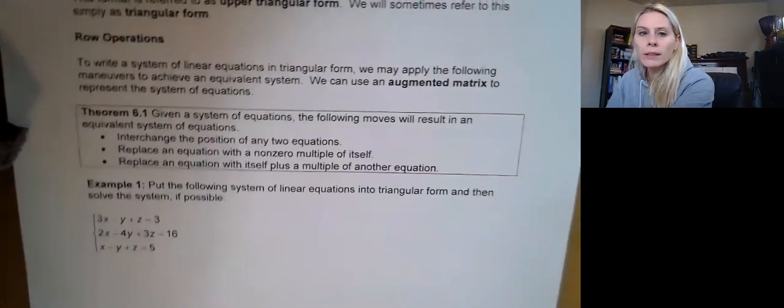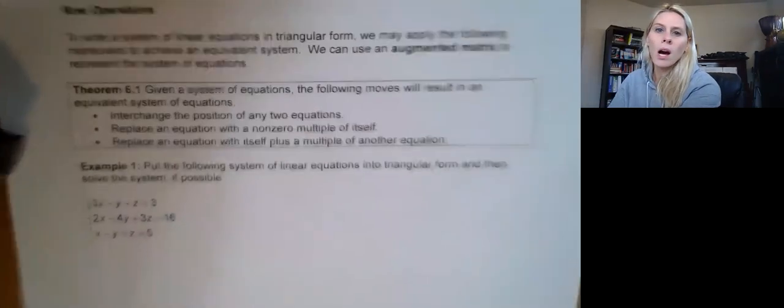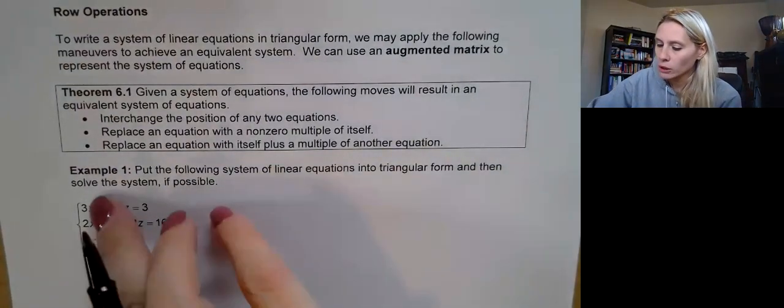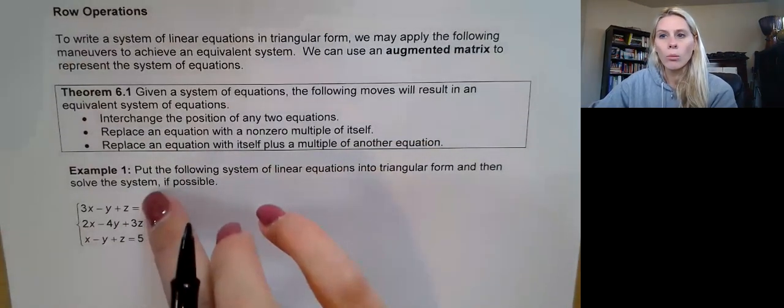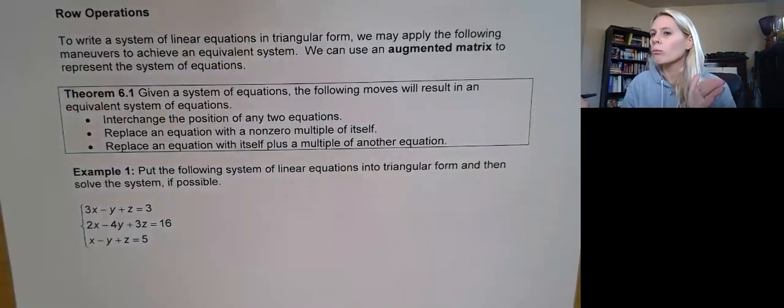So the first thing we're going to do is write this in an augmented matrix. What does that mean? Well, that means we're going to make sure that all the x's, y's, z's, and then what they equal are all in the same column, and then we're going to get rid of the variables so they don't get in our way. So you need to make sure your x, y, z are in order.